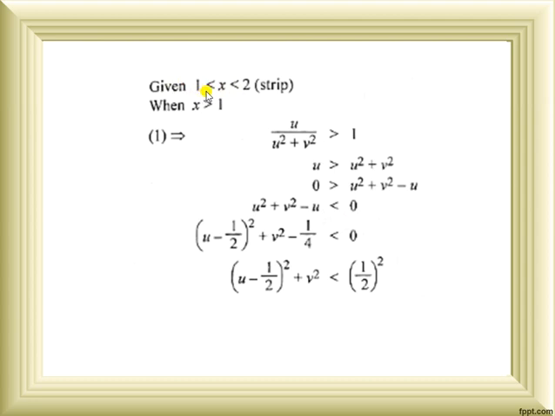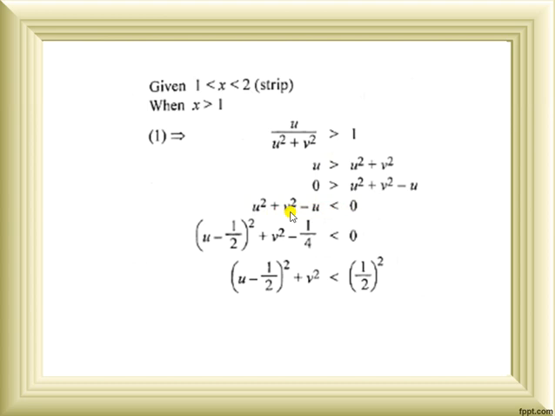They are given the inequality 1 less than x less than 2. At a stage I am not able to find it. Consider one side, x is greater than 1. I am considering the first half, x is greater than 1. Here I am replacing the x value, u by u square plus v square. Now simplify this. I will get u square plus v square minus u is less than 0.